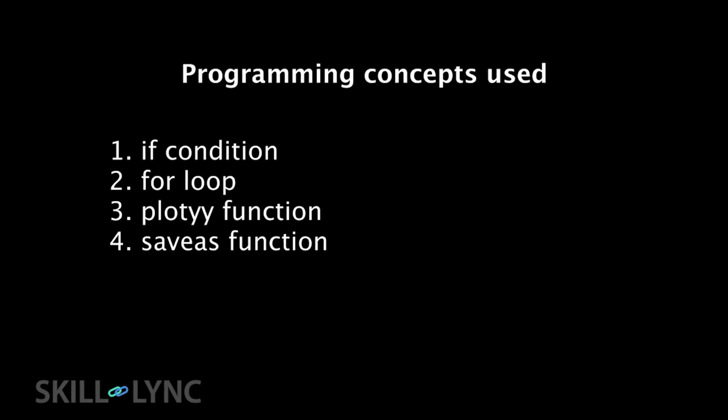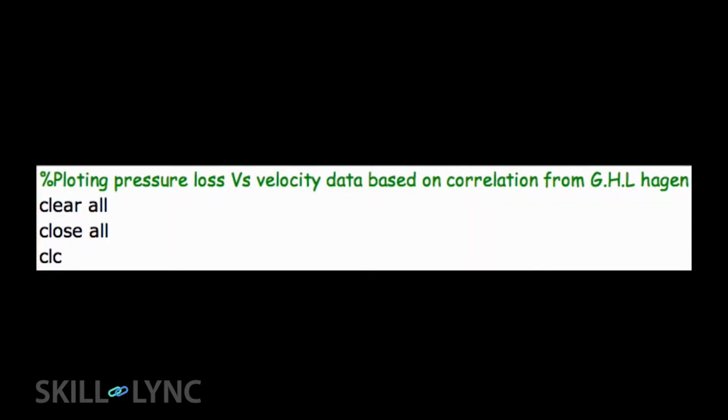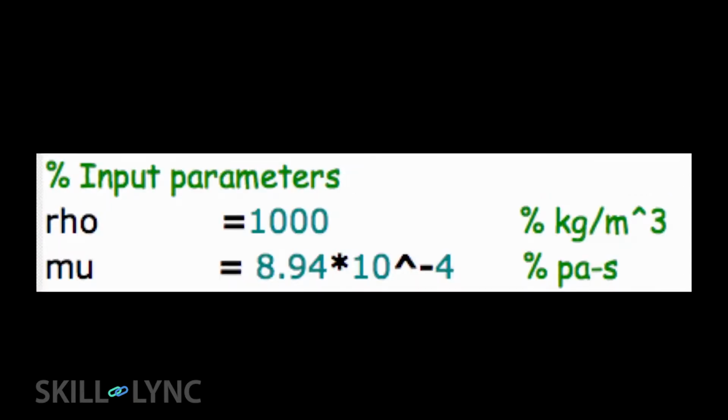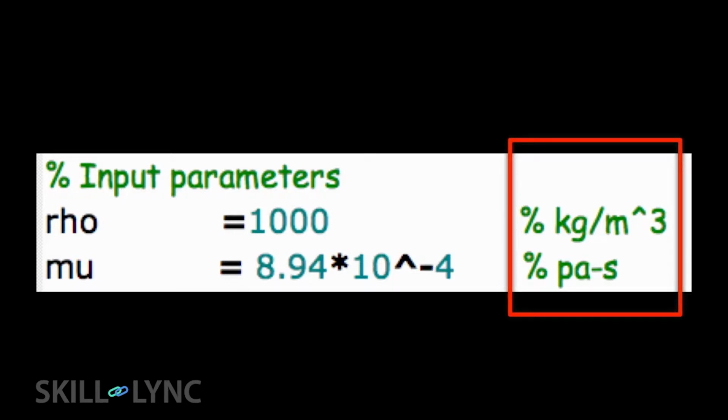We will use the if condition and the for loop to accomplish this. We will also go over some new plotting options and learn how to save a plot. Okay, we start with the usual lines: clear all, close all and clc. Next, we create variables for density and dynamic viscosity. It is a good practice to write down the units as comments for future reference.